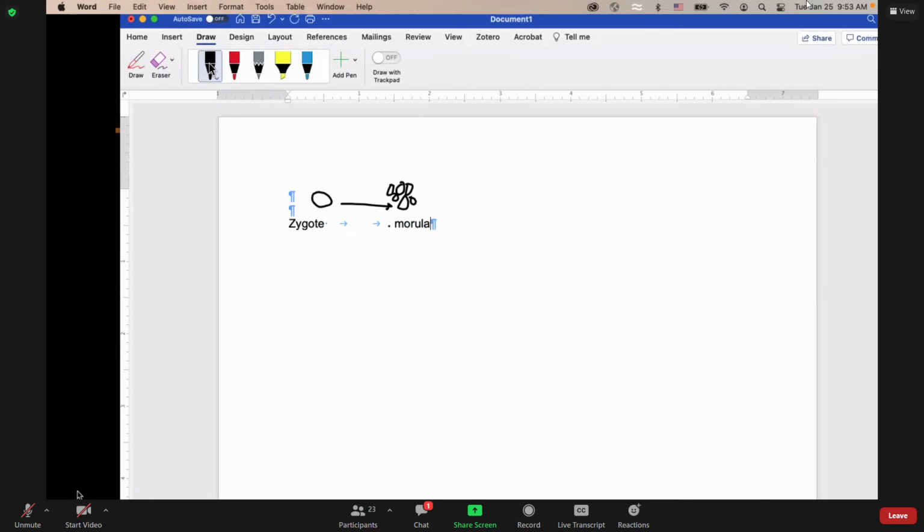And this is only of animals, okay? It's not fungi or anything else. Then it keeps dividing, and it becomes a large ball of cells that's one cell layer thick. It's a sphere, hollow on the inside, with a fluid-filled space inside. And this structure is called a blastula.